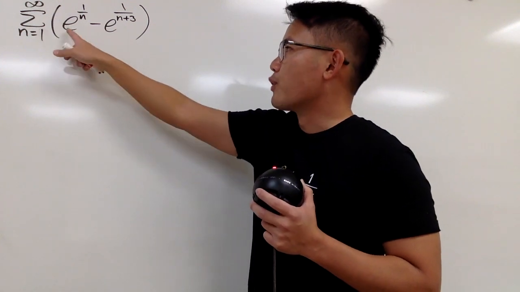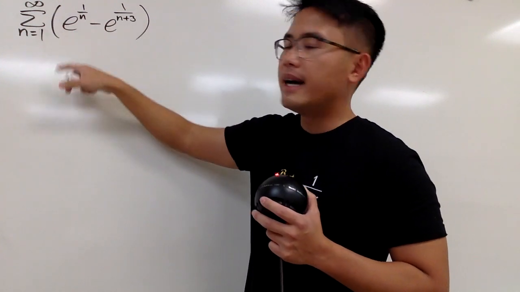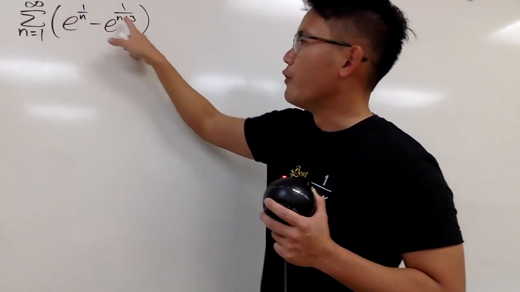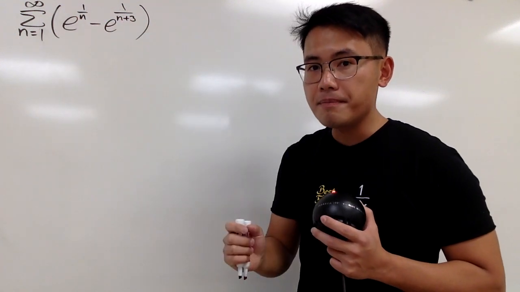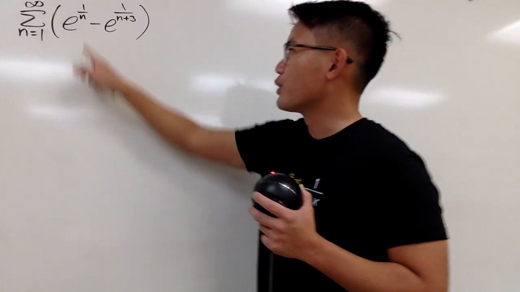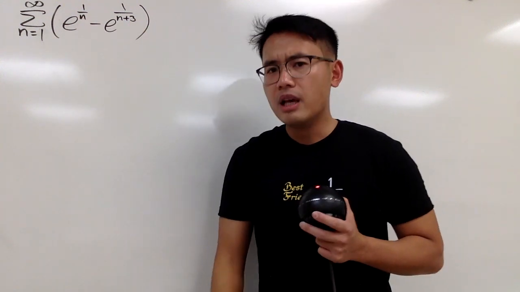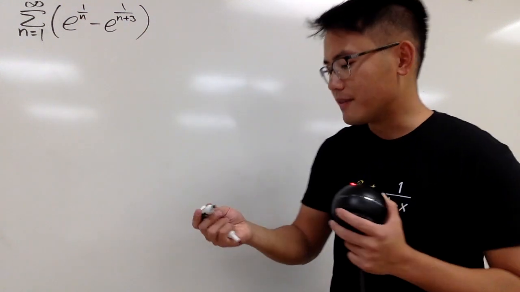And what I mean by that is, of course, you see that e to the whatever, right? And this is 1 over n, but this is 1 over n plus 3. So they are the same kind, but they're just off by 3. Because you are going from n to n plus 3. In this case, the fast way to write this out is the following.